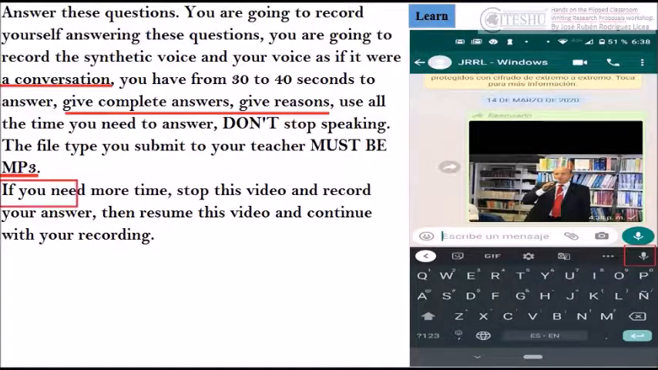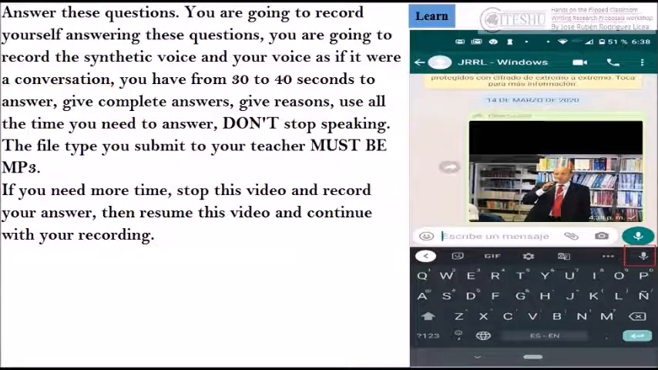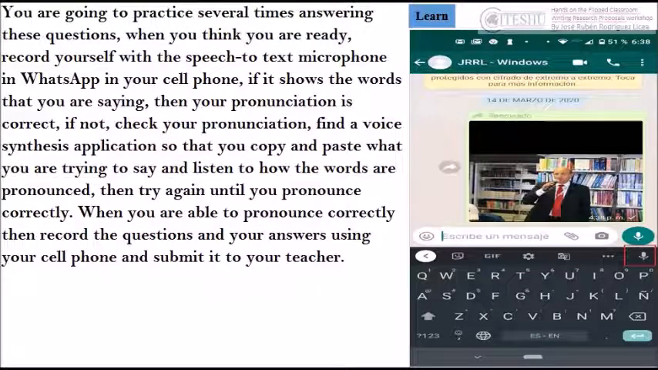If you need more time, stop this video and record your answer, then resume this video and continue with your recording. You are going to practice several times answering these questions. When you think you are ready, record yourself with the speech-to-text microphone in WhatsApp in your cell phone. If it shows the words that you are saying, then your pronunciation is correct. If not, check your pronunciation, find a voice synthesis application so that you copy and paste what you are trying to say and listen to how the words are pronounced, then try again until you pronounce correctly. When you are able to pronounce correctly, then record the questions and your answers using your cell phone and submit it to your teacher.